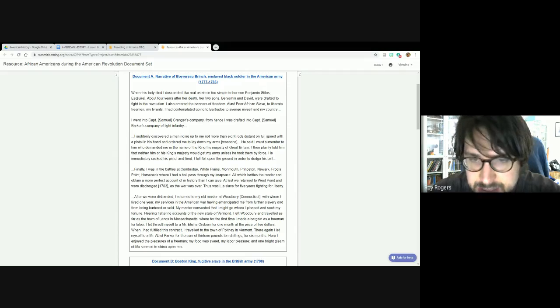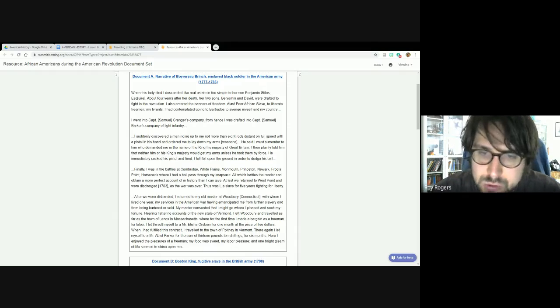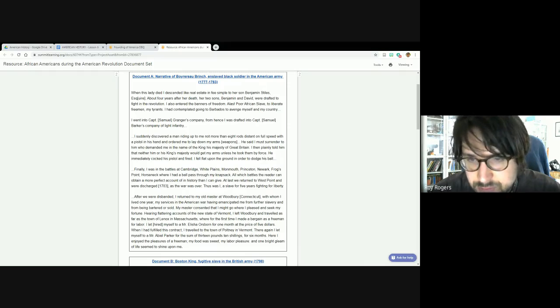After we were disbanded, I returned to my old master at Woodbury, Connecticut, with whom I lived for 1 year. My services in the American War having emancipated me from further slavery and from being bartered or sold, my master consented that I might go where I pleased and seek my fortune. Hearing flattering accounts of the new state of Vermont, I left Woodbury and traveled as far as the town of Lenox in Massachusetts, where for the first time I made a bargain as a free man for labor.